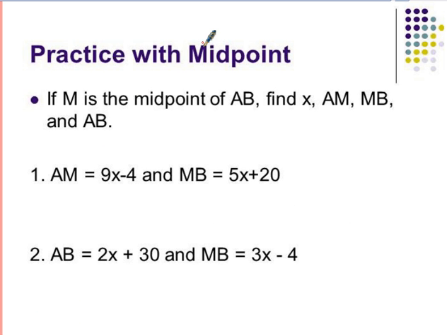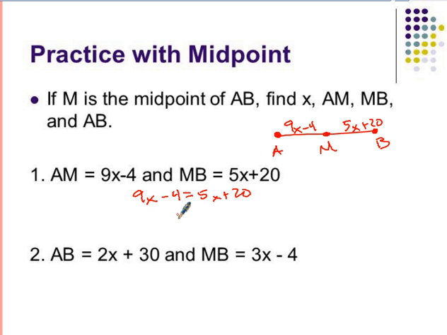Practice with midpoint. So if M is the midpoint, all right, again, I think it's useful sometimes here to work with a sketch or a drawing. So we have A, B, and then M in the middle. Okay, and it doesn't have to be perfect, but close enough. AM is 9x minus 4. MB is 5x plus 20. Well, if M is the midpoint, then these two parts are equal. So I can set 9x minus 4 equal to 5x plus 20.